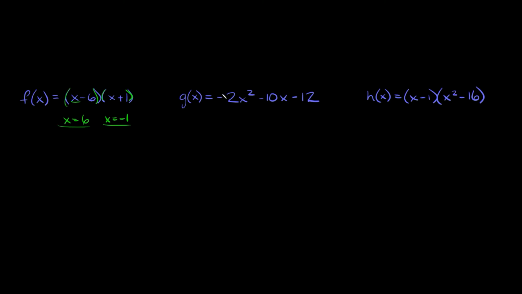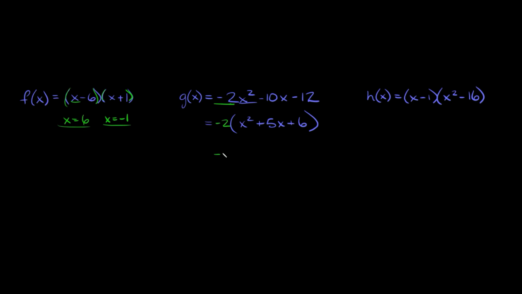Here we have g(x) = -2x² - 10x - 12. What we have to do here first is factor this, so we can get some sets of parentheses. The first thing we can do is factor out this negative 2. So g(x) is equal to -2 times, on the inside, x². And remember, factoring is basically like dividing. So -10x divided by -2 is equal to positive 5x, and -12 divided by -2 is equal to positive 6.